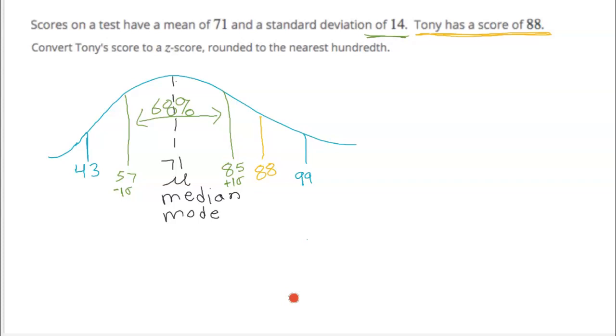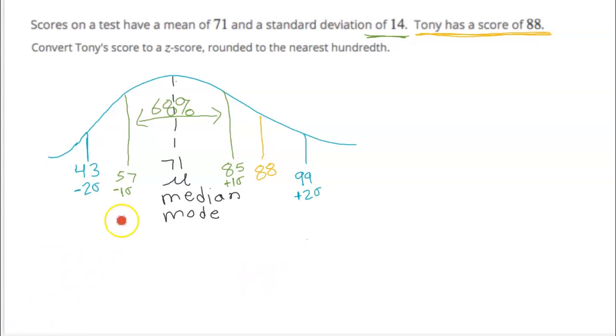Okay. What about the 99? How many standard deviations above or below the mean is the 99? That would be two. Yep. So this is a plus two. Okay. I'm trying to write this. And the 43 would be a, how many standard deviations away is that? I just lost your volume.